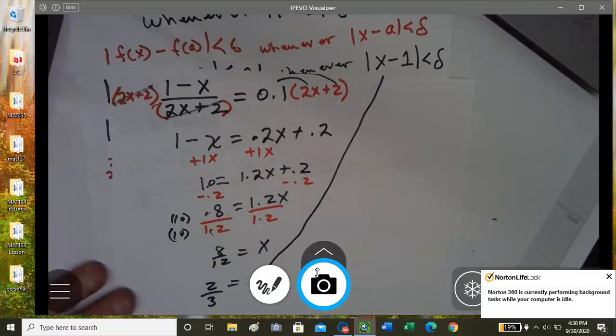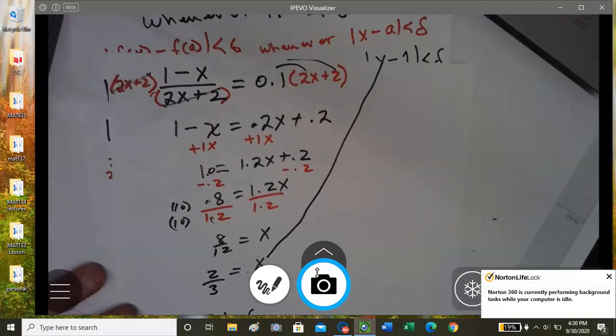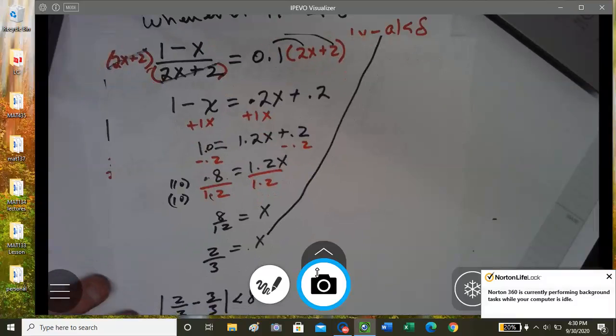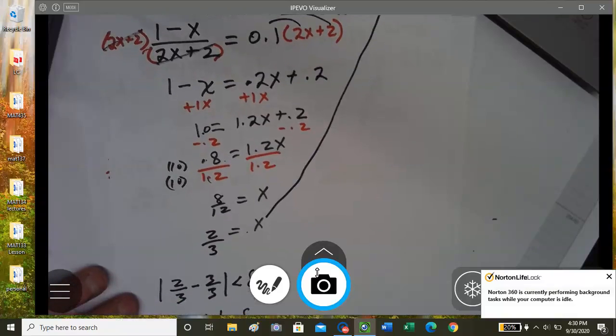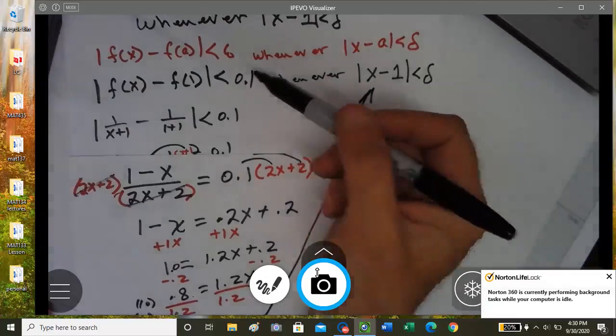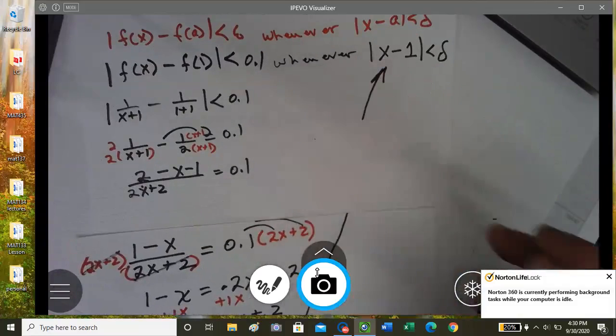So from here, since we're going to get an absolute value, we know that we're going to get something less than delta. So 2/3 minus 1, that'll be the absolute value of a negative 1/3. And so the absolute value of negative 1/3 is 1/3. So we're saying delta is equal to 1/3. Well, that's when 0.1 is positive. Well, what if, now let's look at 0.1 when it's negative.